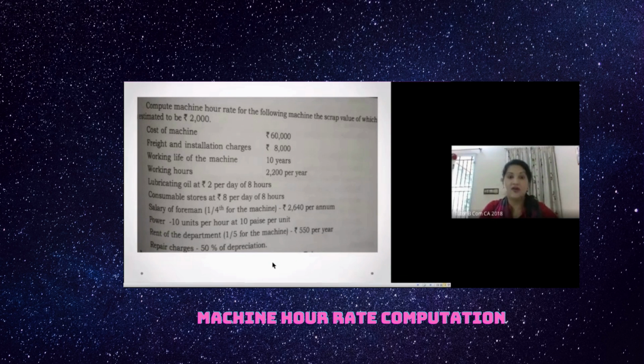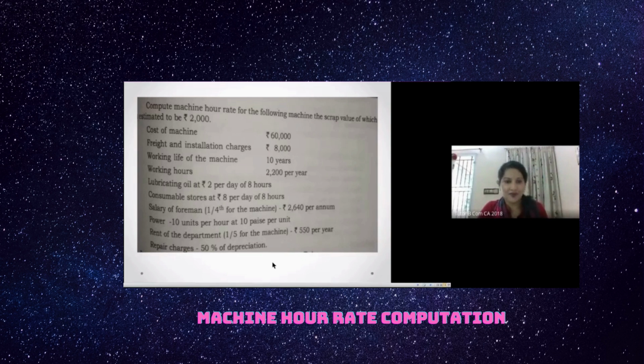Cost of machine, freight and installation charges, working life of machine. We can easily guess that these are given for computation of depreciation. Why? Cost of machine is needed for computation of depreciation. Installation charges would be added with the cost of machine when we are going with the computation of depreciation.